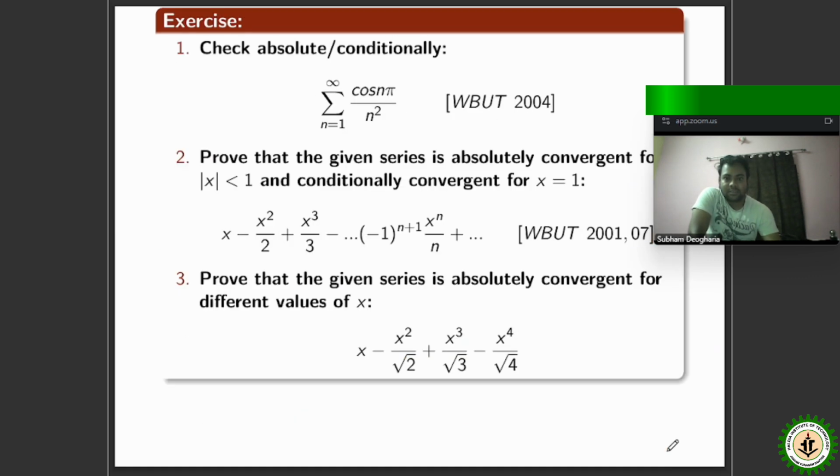So these are some examples. This is a very important question, and this is also a very important question. We all know that cos of n pi is minus 1 to the power n. So this is an alternating series, and this is also a very important question.